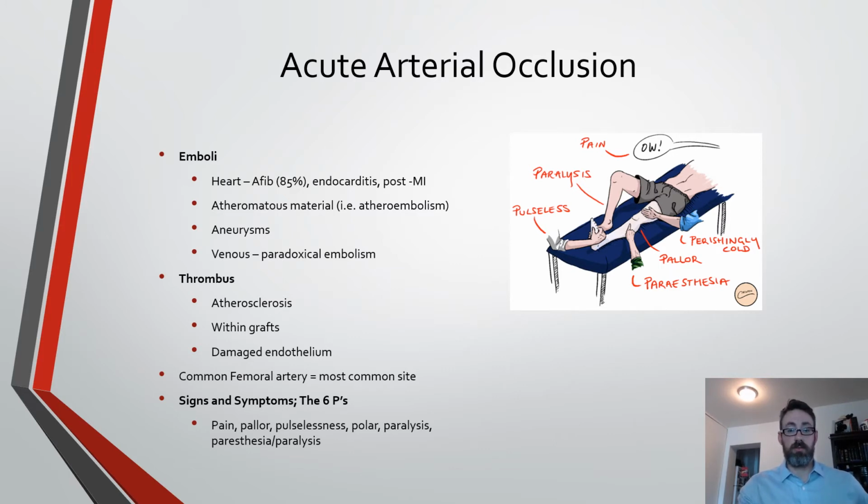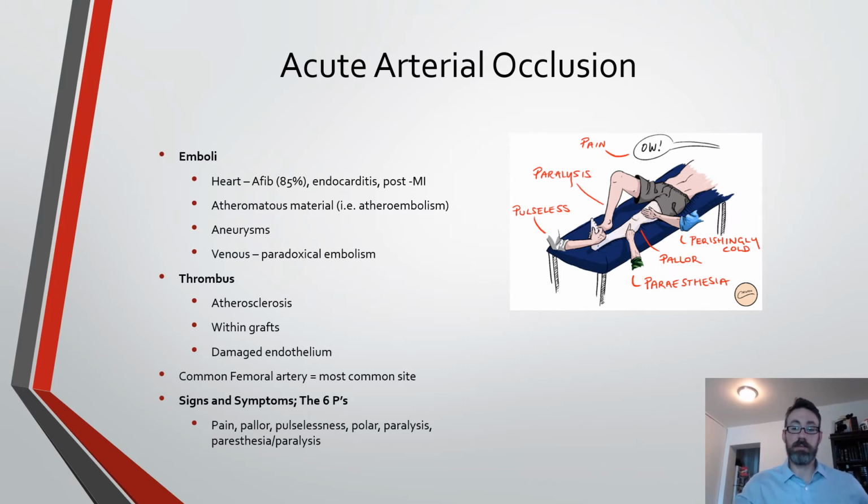Now, you can have a thrombus form. Remember, thrombus is non-moving, so this could be due to atherosclerosis over time. It could occur at the site of where a graft was placed, and or just an area of damaged endothelium in general. Okay, some of the ins and outs that I've discussed in other lectures. Now, the most common site is the common femoral artery. It is the most common site for an occlusion.